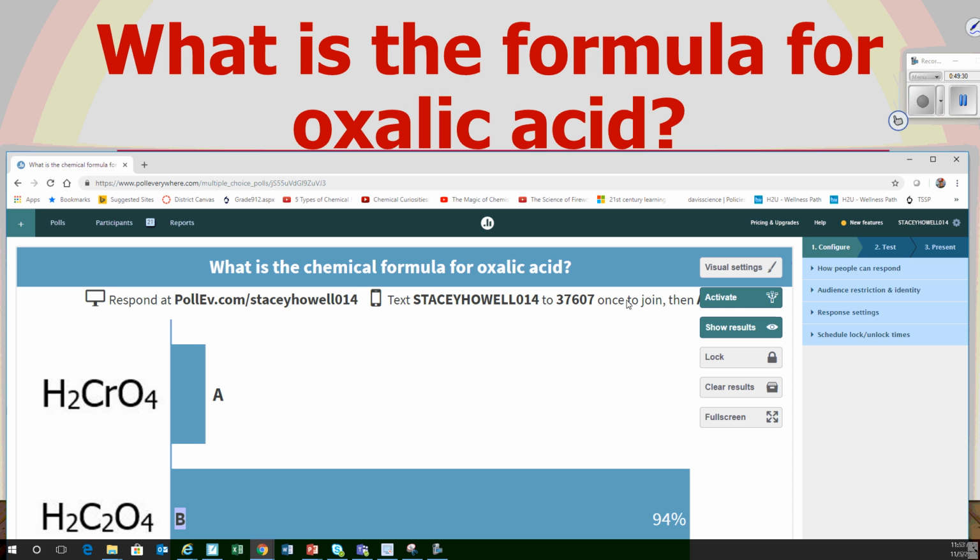Okay, if you were watching beforehand, you should have known the top one is what? Chromic acid, because we just did that one. So the bottom one is oxalic acid. Even though it has H2C2O4, C2O4 is a polyatomic. It's oxalate. So you do need 2 hydrogens to go with it because oxalate has a -2 charge.